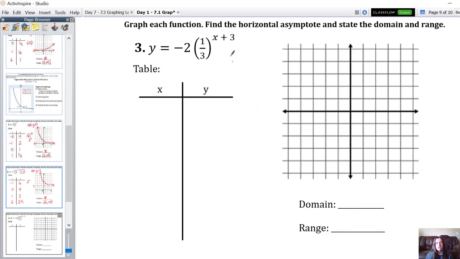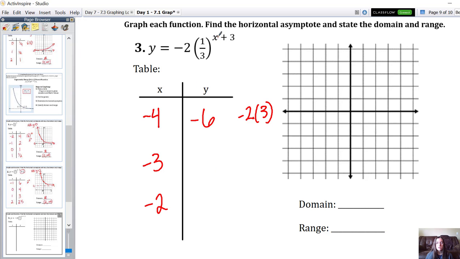Final example, y equals -2 times 1/3 to the x plus 3. The x values I'm going to use are going to be -4, -3, -2. When I substitute those in, we have 1/3, -4 plus 3 is -1. 1/3 to the -1 is 3. So now we're at times -2 gets us -6.